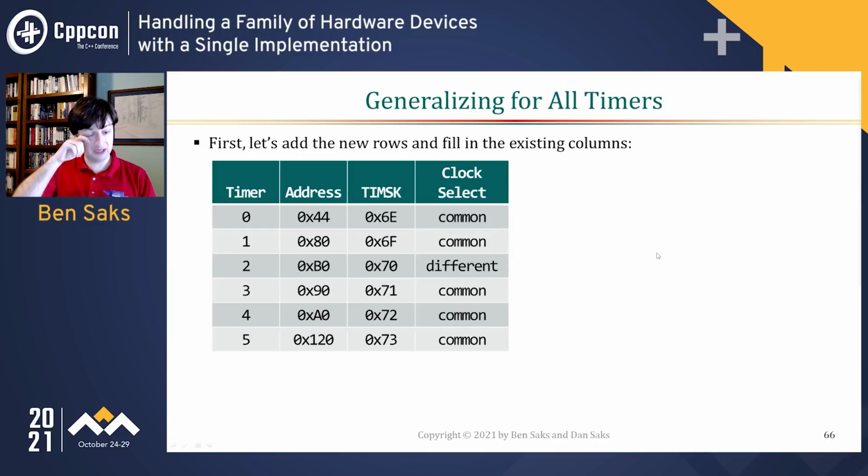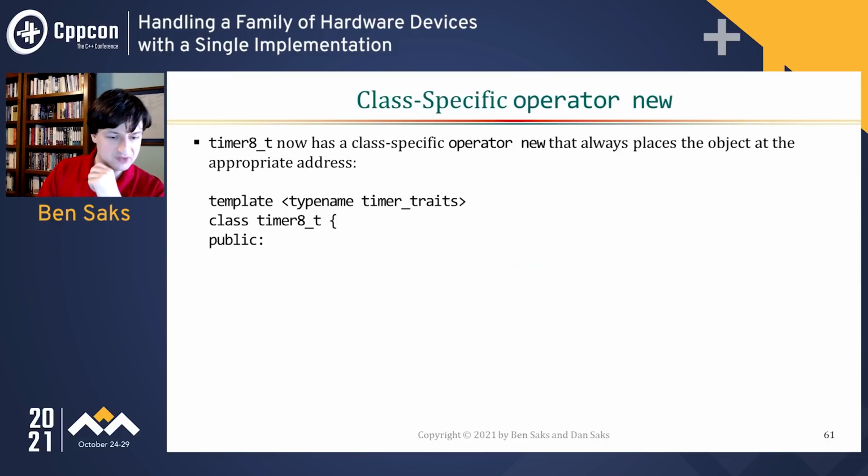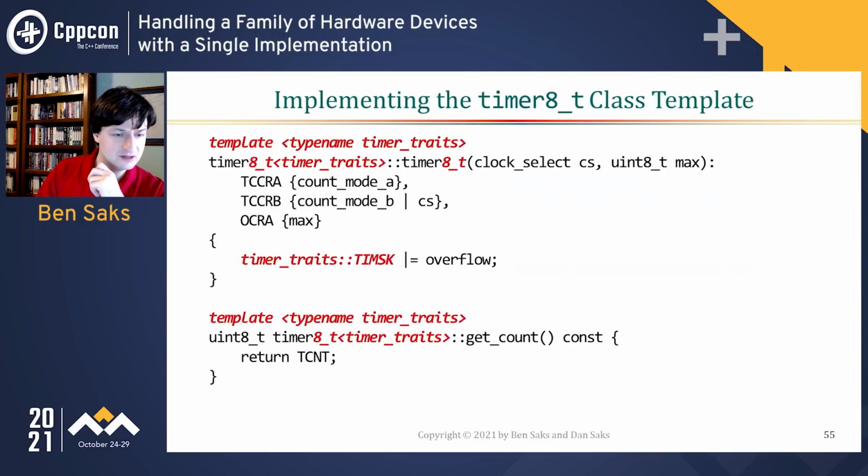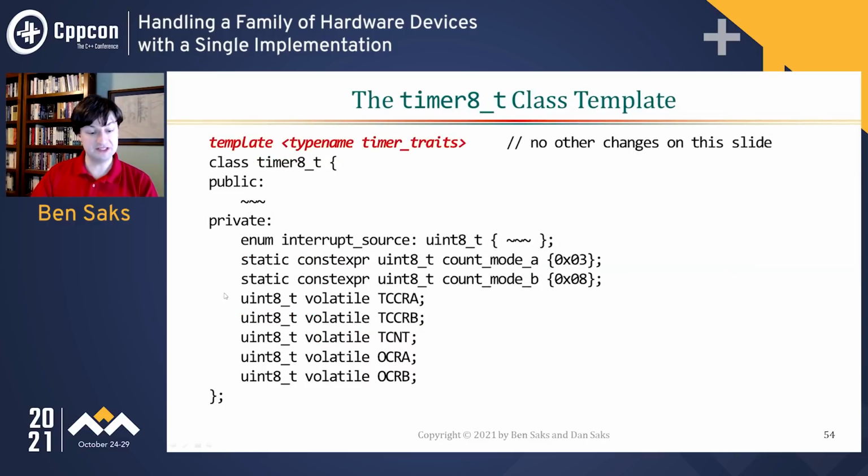So for example, I've been showing you a version of the code where, let me see, here, all of these fields are volatile uint8_t's. Because the timer 8t object is placed in the right location, they overlap with the predefined locations where those hardware registers are supposed to go, and you can just speak to them as if they were ordinary objects.